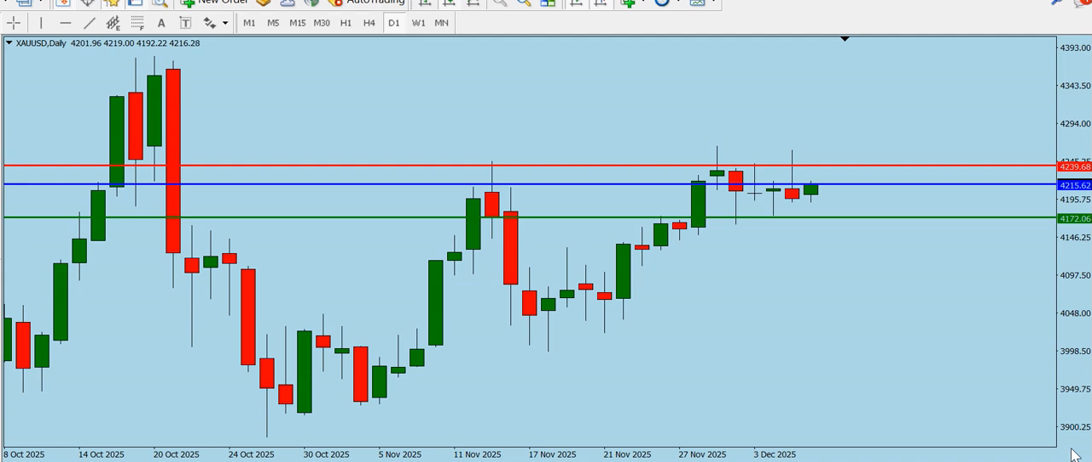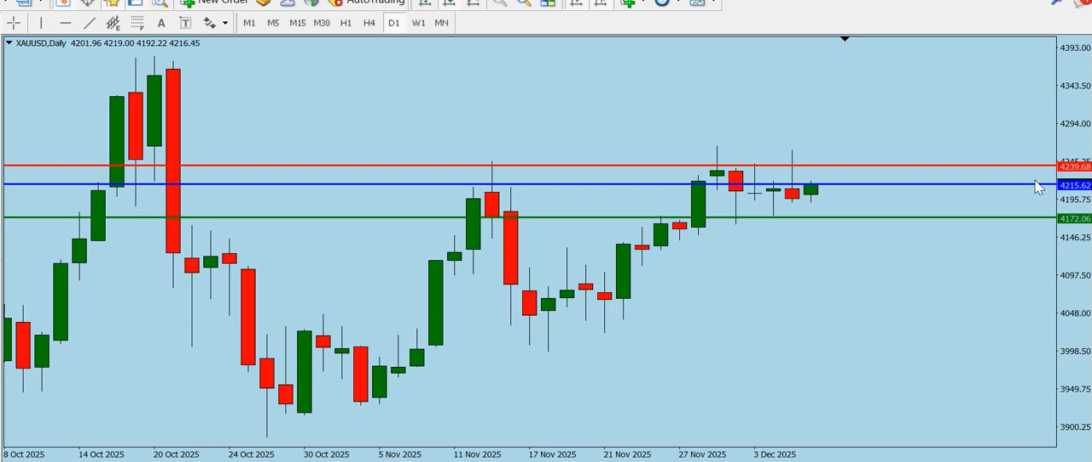Today we'll be looking at how we can trade XAUUSD gold on the smaller time frames. But before we look at the smaller time frame, let's take a look at what has happened on the higher time frames. And I'll be starting with the daily time frame using pivot analysis.